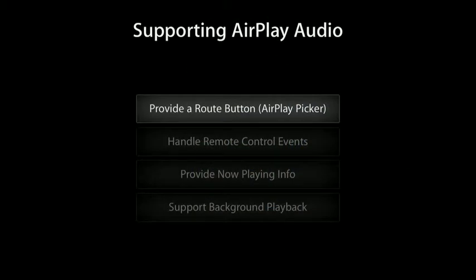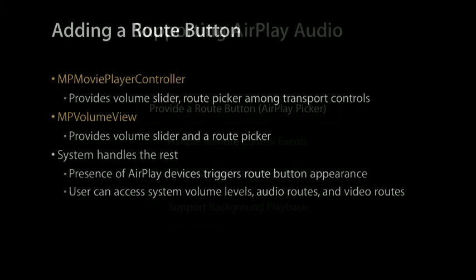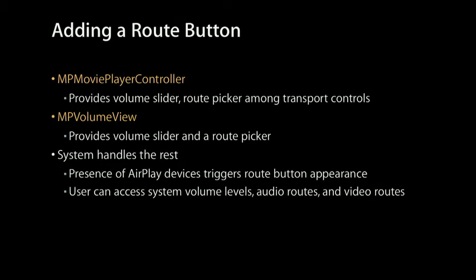So how do you support AirPlay Audio? Well, there are 4 steps. The first step is to provide a route button. If you're using MPMoviePlayerController, then you get a route button as part of the standard controls. Otherwise, you should use MPVolumeView. This provides a volume slider and a route picker. The system handles the details. It detects the presence of AirPlay receivers and presents the list. You can't synthesize this yourself if you don't have access to a list of AirPlay receivers.